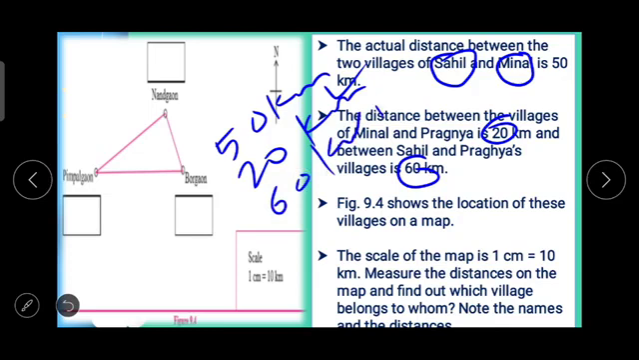Figure 9.4, which is on the screen, shows the location of these villages on a map. Now the actual distance is not 50 kilometer on the map, or 20 kilometer or 60 kilometer, but the actual distance is 50, 20, 60 kilometer. But on a map we can't draw a line of 50 kilometer or 20 kilometer or 60 kilometer.